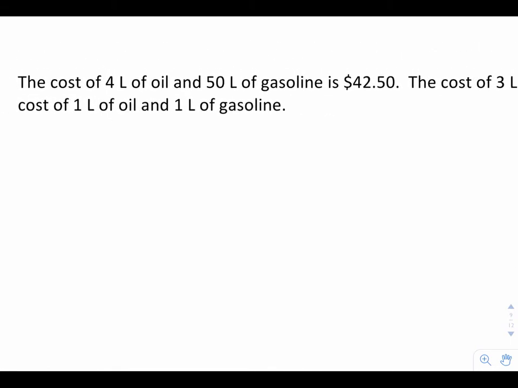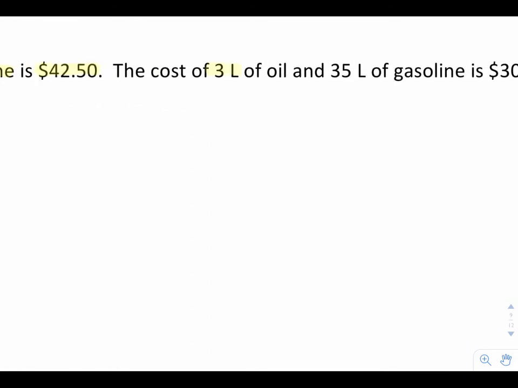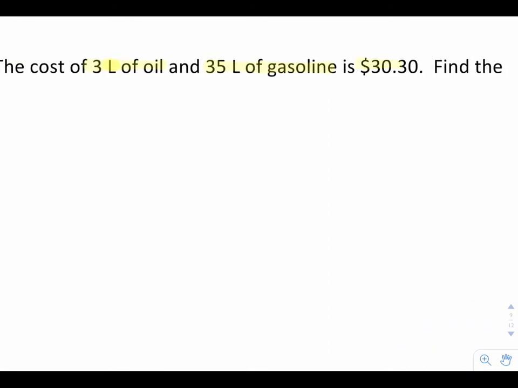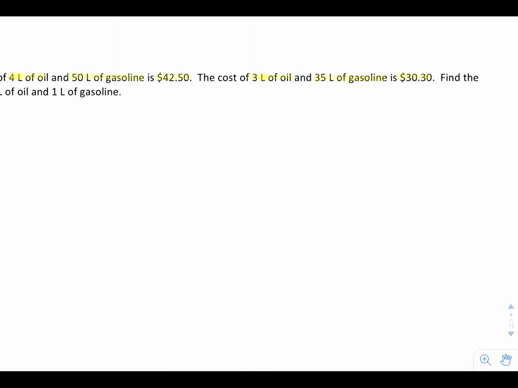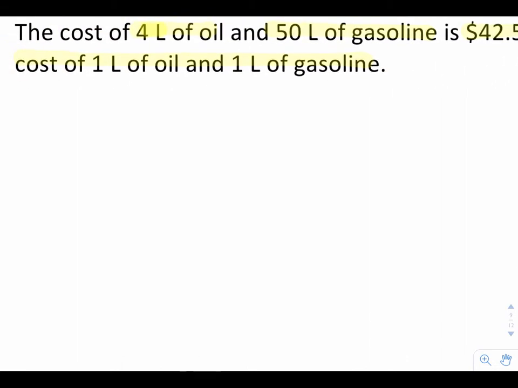So I'm going to again highlight the important information. I know I'm looking for 4 liters of oil, 50 liters of gasoline. I know the total cost is $42.50. For 3 liters of oil and 35 liters of gasoline, I know the cost is $30.30. What I'm looking for is the cost of 1 liter of oil and 1 liter of gasoline. And as always, those will define my variables.